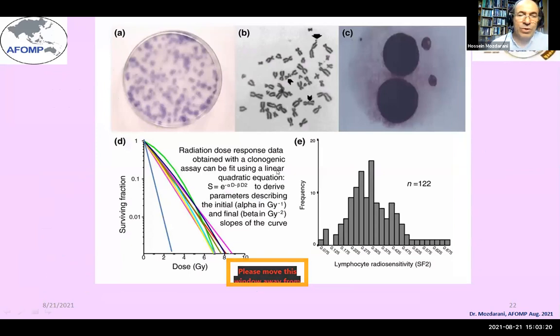These are current methods used to determine tumor radiosensitivity of patients. This is the colony assay, used for SF2 determination, the survival fraction of tumor cells at 2 gray. We use the G0 micronuclei assay and the G2 chromosomal aberration assay to determine radiosensitivity of patients, which is seen for some cancer patients. For example, 40% of breast cancer patients are radiosensitive.